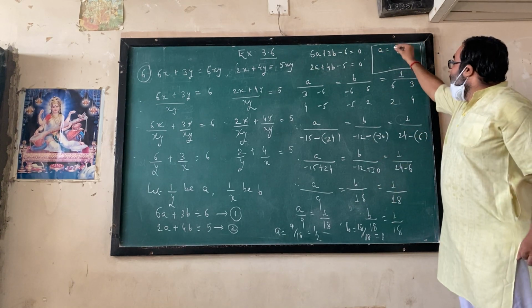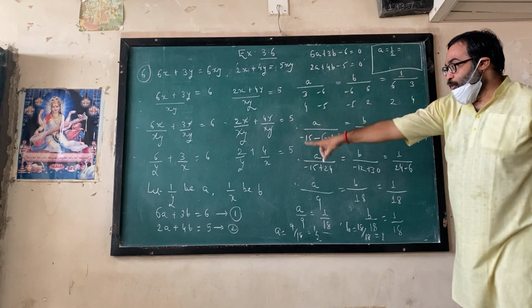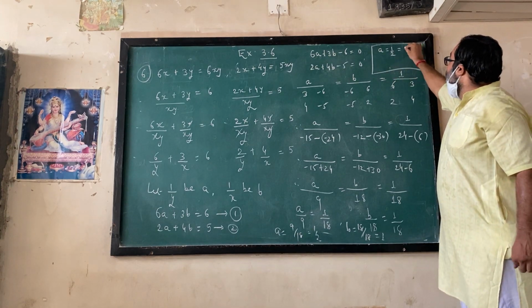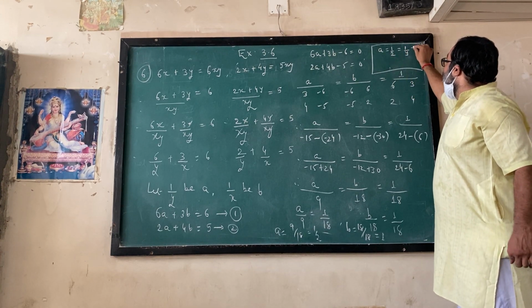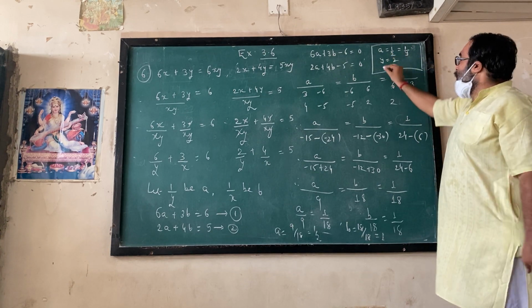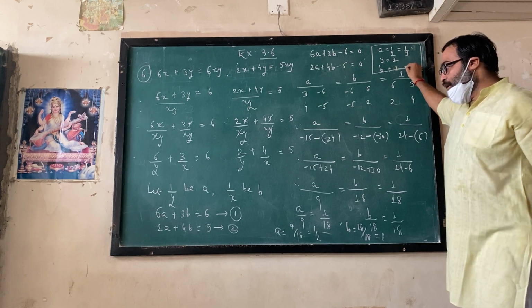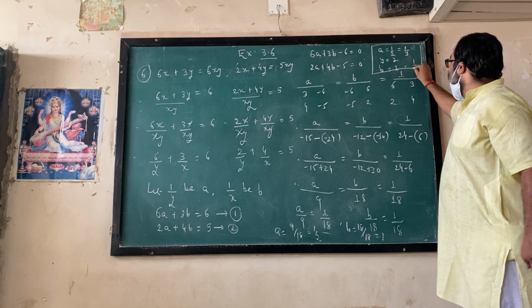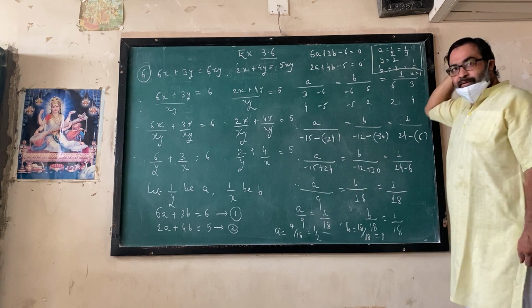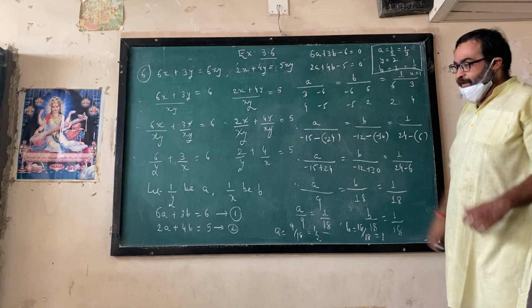So now we utilize these values. What is a? a is 1 upon 2. But what is assumed as a? 1 by y. So we can say here y is what? Therefore y equals 2. What is b? b is 1. And the value of b is what? 1 by x. So x is 1. Finally, the solution of the equation is x equals 1 and y equals 2.